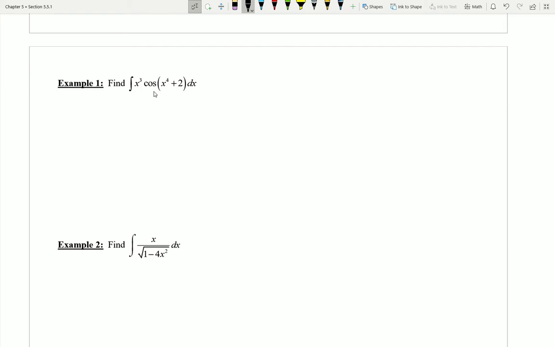Nope, that is not a derivative rule that we know. I don't remember any derivative rule that spat out x to the third cosine x to the fourth plus 2. I don't even know of any good algebra way to deal with this, so a u sub might seem relevant.